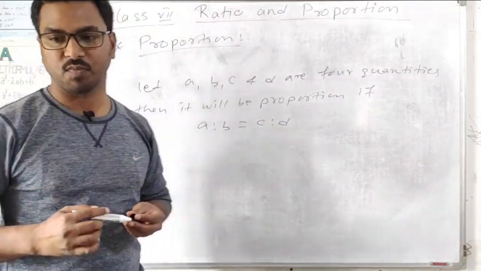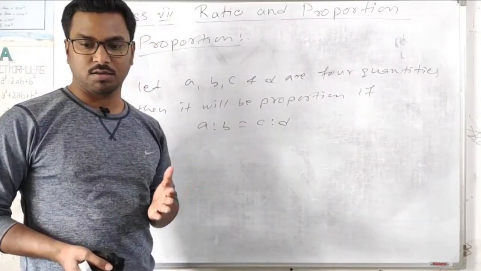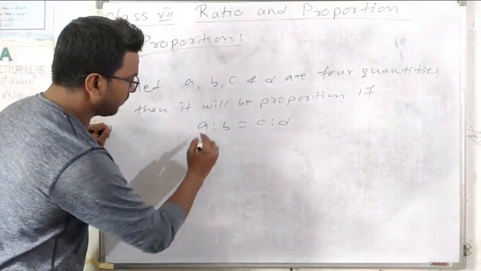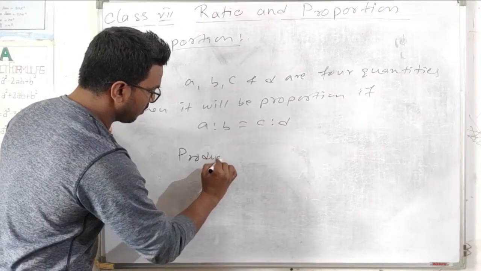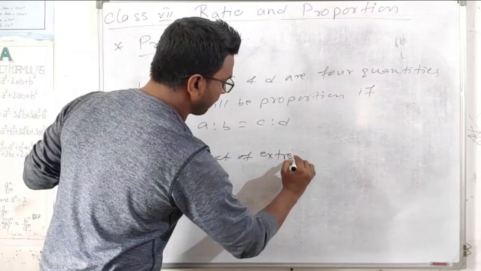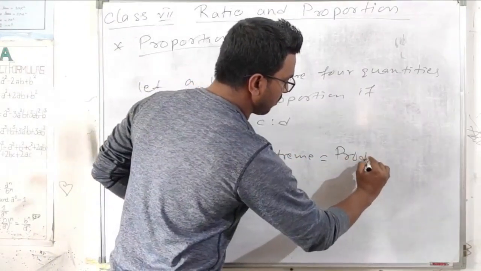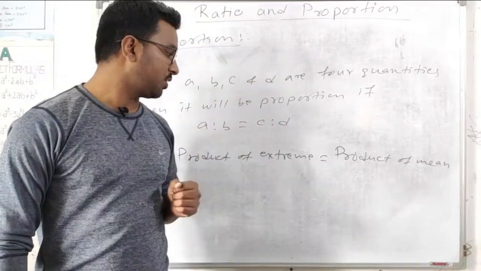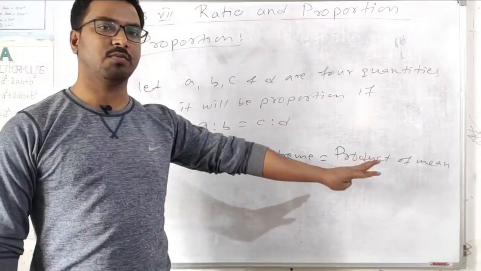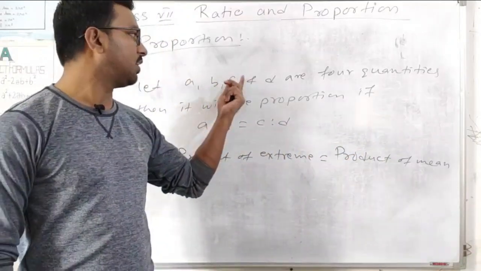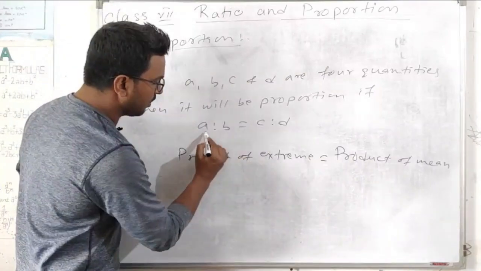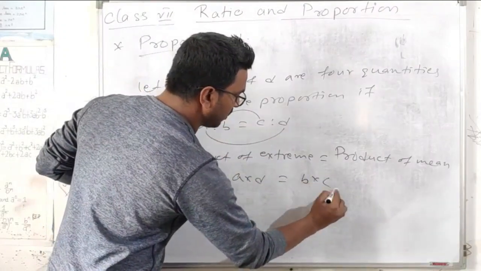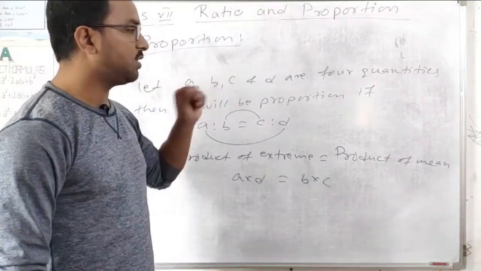Okay, so we'll see some examples. So there is a formula to check whether the ratios are proportional or not. Suppose these are the ratios: product of extremes equals product of means. To check whether A, B, C and D are proportional or not, we'll see the product of extremes is equal to the product of means. If they are equal, then we will say that A, B, C and D are proportional. Product of extremes is A into D, and means is B into C. If their value is equal, then A, B, C and D are proportional.